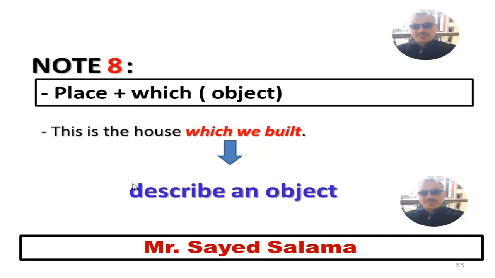Another example, this is the house which we built. Don't say this is the house where we built, because I'm talking about the house. I'm just describing an object. We are describing the house. What kind of house am I talking about? I'm talking about the house which I built. So I am describing an object.